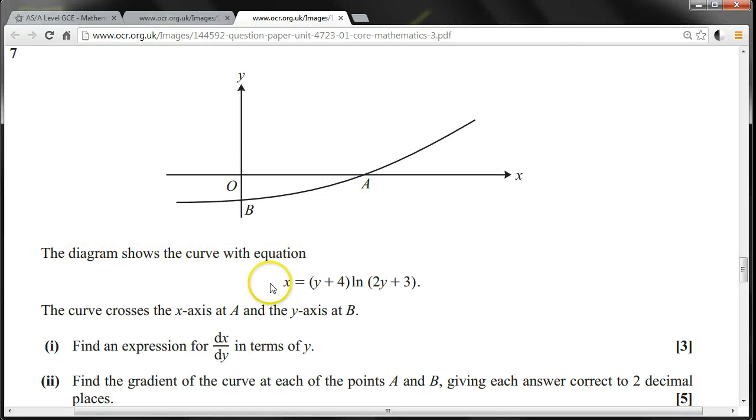The diagram shows the curve with this equation. The curve crosses the x-axis at A and the y-axis at B. Find an expression for dx/dy in terms of y. Find the gradient of the curve at each of the points A and B. Give each answer correct to 2 decimal places.